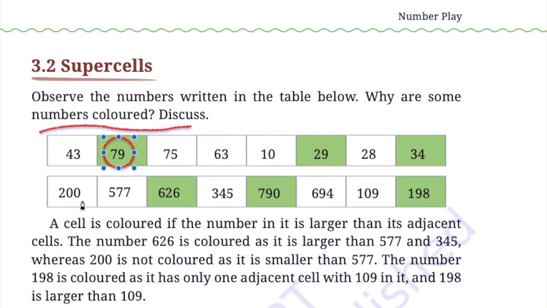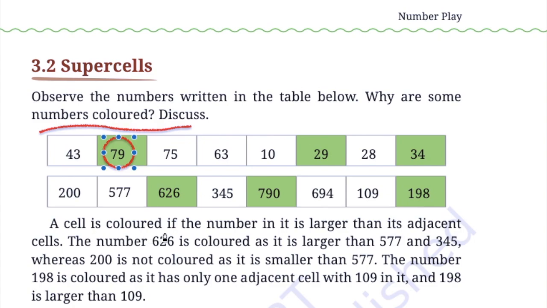Now we come here next. 200, you can say that 557 is greater than 200. So why is it not colored? Because 577's next number is 626. So 626 is greater than, we have to check both sides, left and right. That means 626 is the supercell. So here not 349 but 790 is the supercell, because the left and right numbers are both smaller than 790. Same, 198 is the supercell.